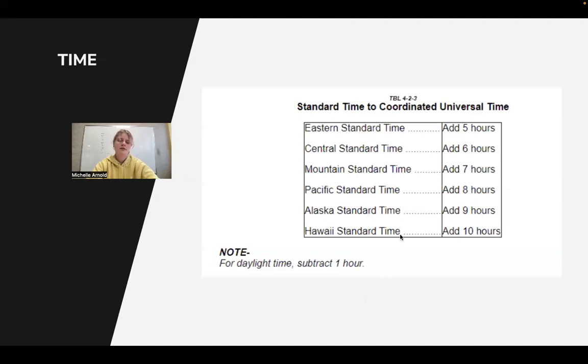Here's a chart for figuring out universal time to your local time. So we're in Eastern, so we would just add 5 hours. So if they said that it was 1900 Zulu time, that would actually be 1400 Eastern time, so 2 p.m.